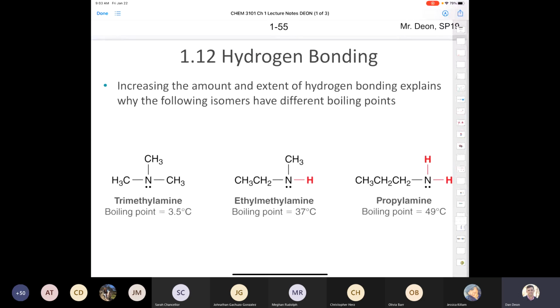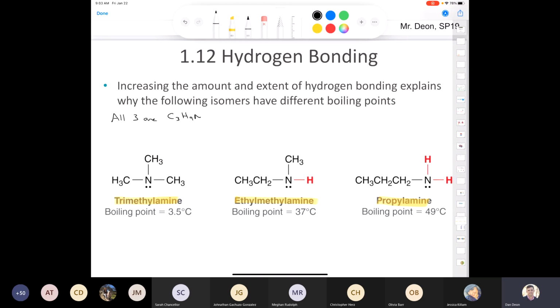Look at these three compounds here, okay? We're going to do a whole chapter on amines in Chemistry 3111. This is called trimethylamine, this is ethylmethylamine, this is propylamine. All three of these compounds have the same molecular formula, C3H9N. So they all have the same molecular formula, but they all have really different boiling points, don't they? Absolutely they do. If you look at ethylmethylamine and propylamine, why do you think those two have much higher boiling points than lowly old trimethylamine? Can anybody explain that to me? Why do those two have such high boiling points?